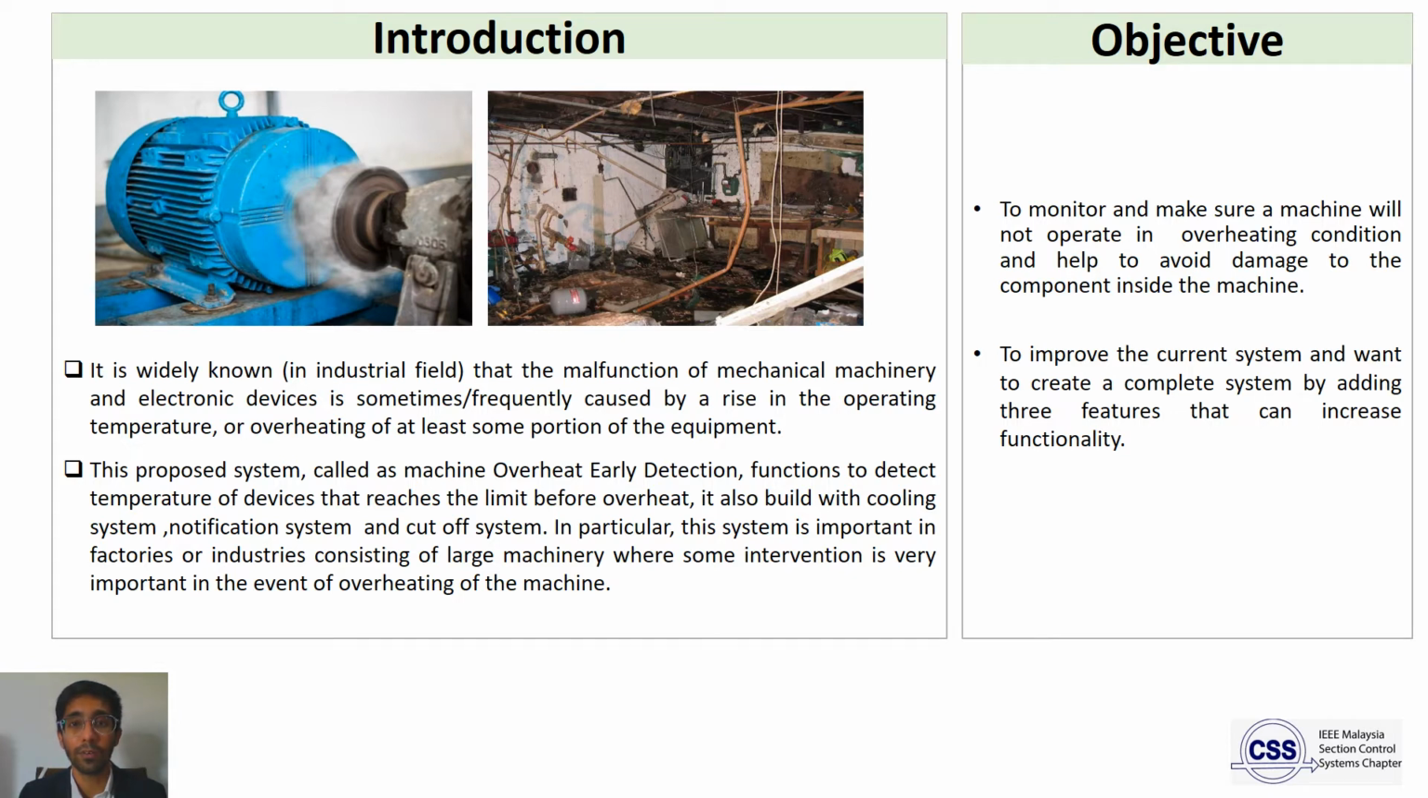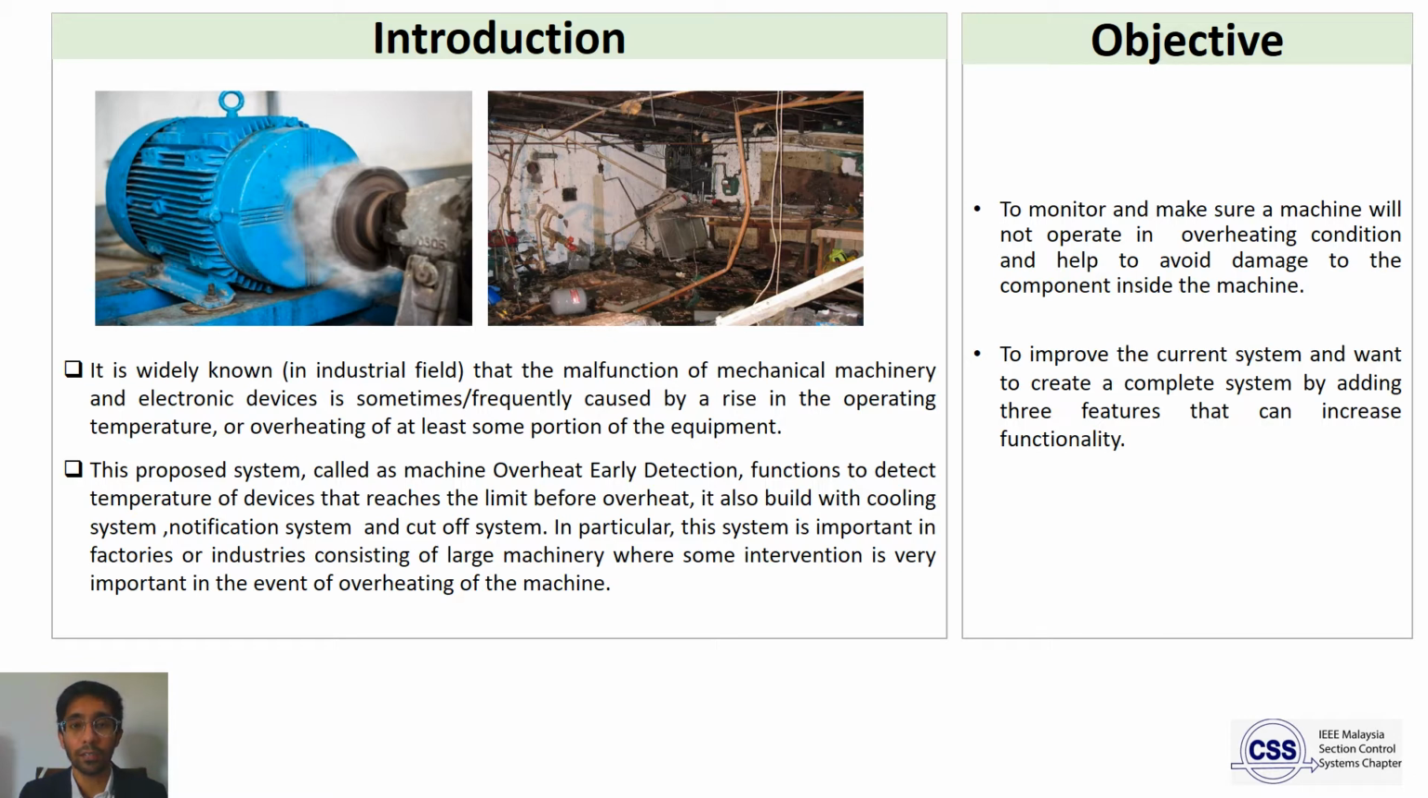So this proposed system, called the Machine Overheat Early Detection System, functions to detect when the temperature of a device reaches the limit before overheating. This system is also built with IoT function and three different features, which are a cooling system, a notification system, and a cut-off system. In particular, this system is important in factories or industries with large machinery, where intervention is very important in the event of machine overheating.